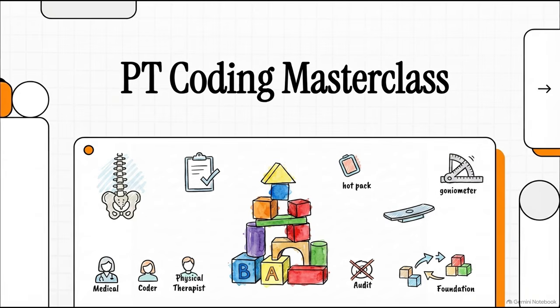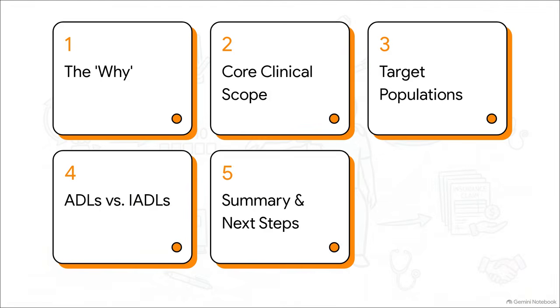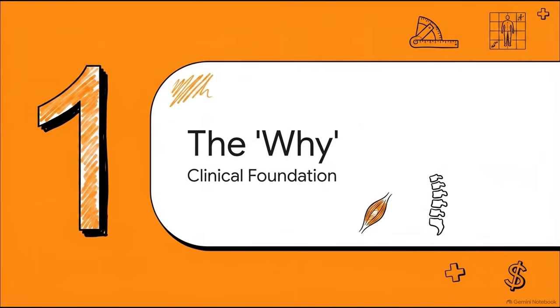So today, we're building a bulletproof foundation. Here is our roadmap for today's explainer. First, we'll dive into the why behind our clinical foundation. Then we'll cover the core clinical scope. Check out our target patient populations, break down functional justification, specifically ADLs versus IADLs, and wrap things up with a summary and our next steps. All right, let's jump right into Section 1, the why behind our clinical foundation.